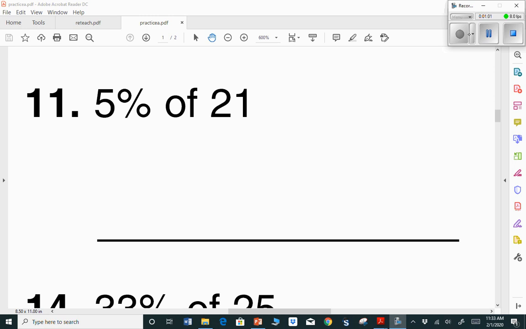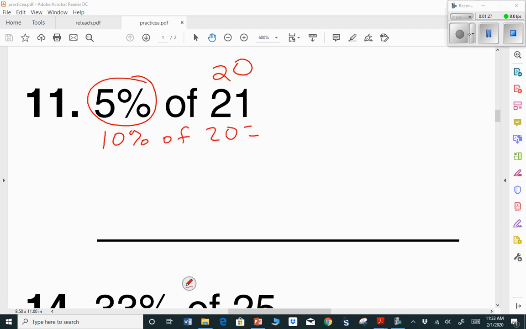Now this one is really kind of related to estimating with 10%. Instead of 10%, we have 5%. And let's pick something close to 21 that ends with a 0 for the purpose of estimating. So we're going to call that 5% of 20. Well, 10% of 20 is 2. So we back the decimal point up one.